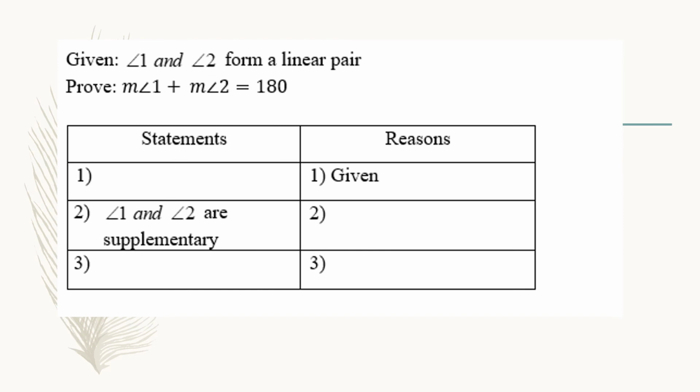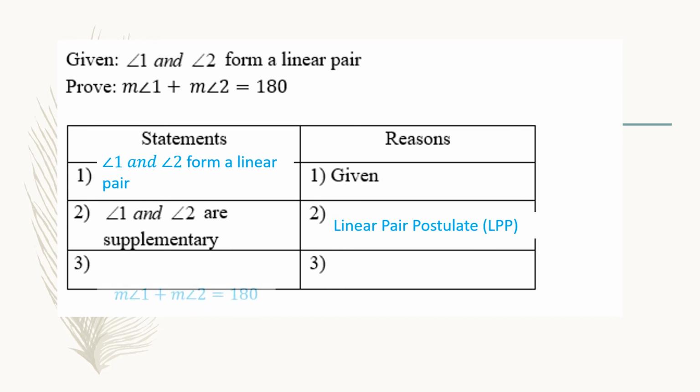Given angle 1 and angle 2 form a linear pair. So we are going to write that in our number 1 statement, okay, because it's not written there for us, and that is the given. Angle 1 and angle 2. We know if they're a linear pair, then they are supplementary, and we know that because of the linear pair postulate. Okay, and if 2 angles are supplementary, we can go back to 8 and use the definition of supplementary to get that the measure of angle 1 plus the measure of angle 2 is 180 because of the definition of supplementary.